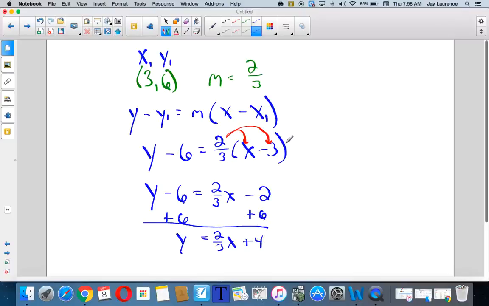Now, if I were to graph this equation here, I would get the same line as if I graphed this equation here. They're the same equation, they just look different. For the slope-intercept form, I'll plot the point (0, 4) and rise 2 and run 3 from there. On this one, I'll plot the point (3, 6), and then rise 2 and run 3 from there. But you'll find that you'll hit the y-intercept. Here, watch, I'll show you.